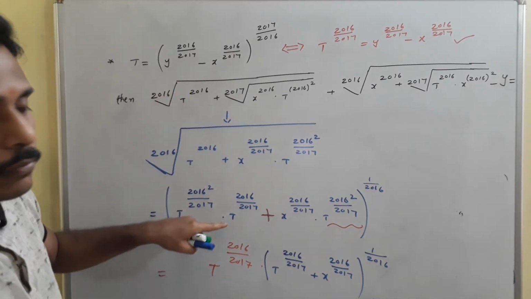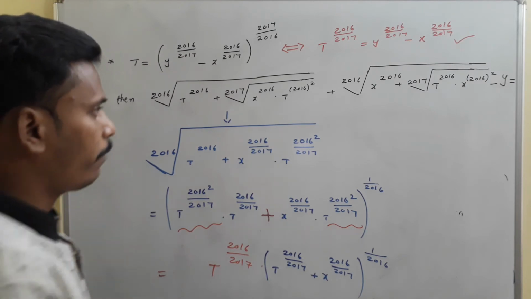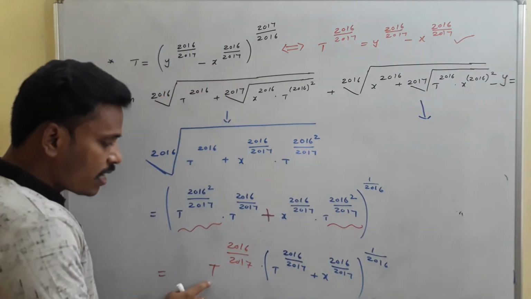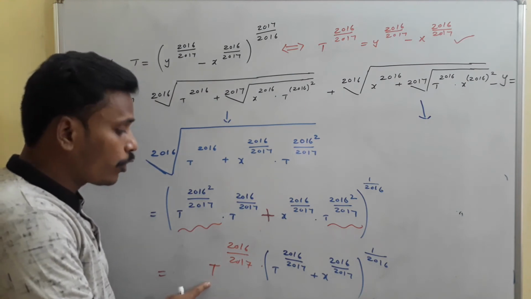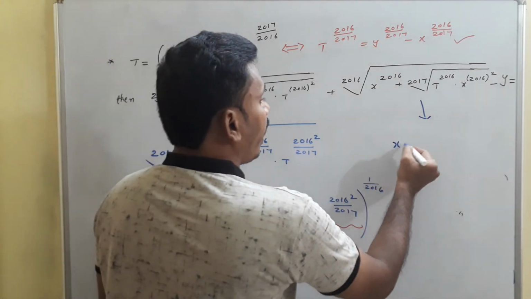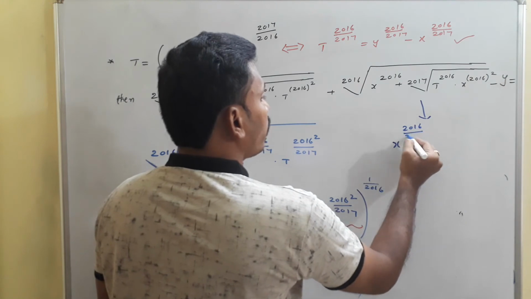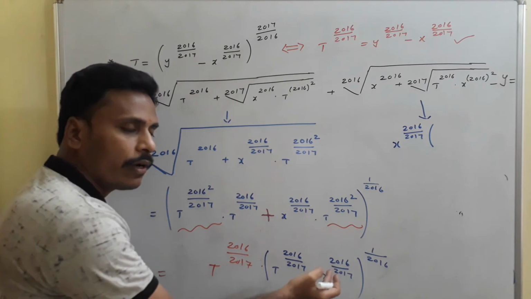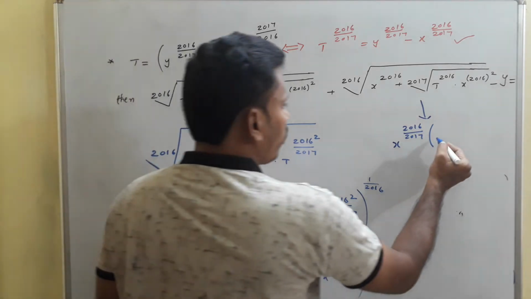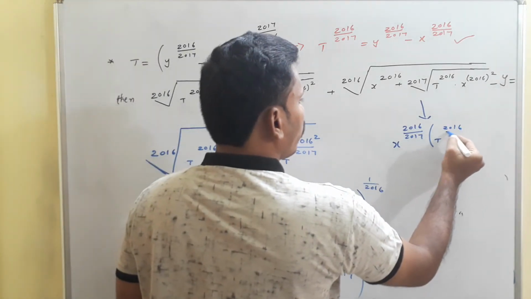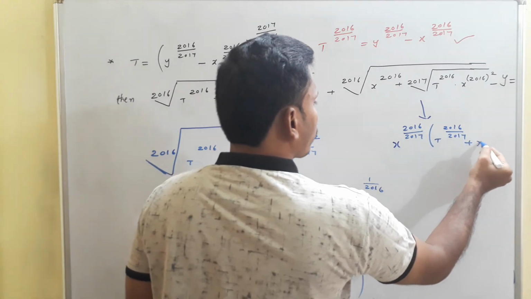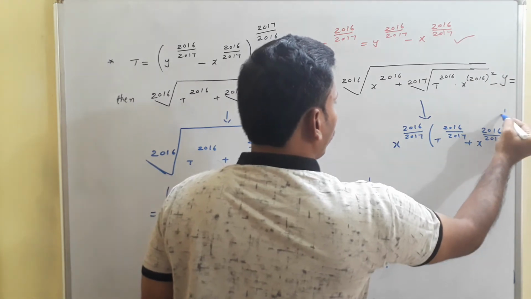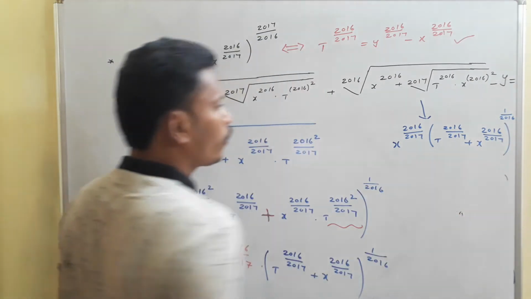In the same way, if you simplify the second term, here you have t power 2016 by 2017. There you will get x power 2016 by 2017 into, in the bracket, t power and x power. There again you will get those two: t power 2016 by 2017 plus x power 2016 by 2017, whole to the power 1 by 2016.